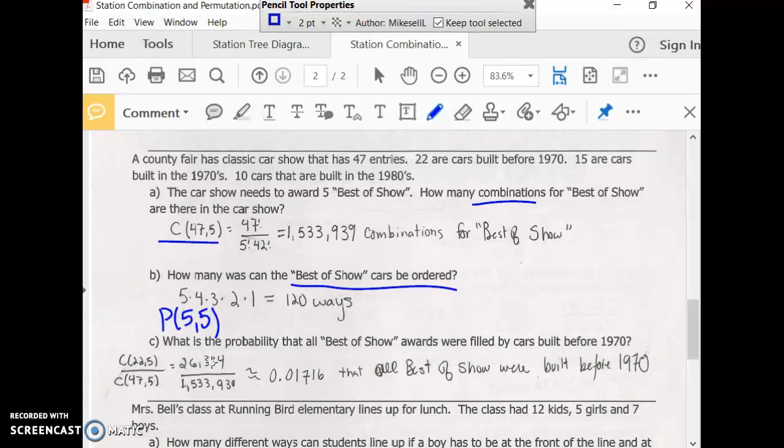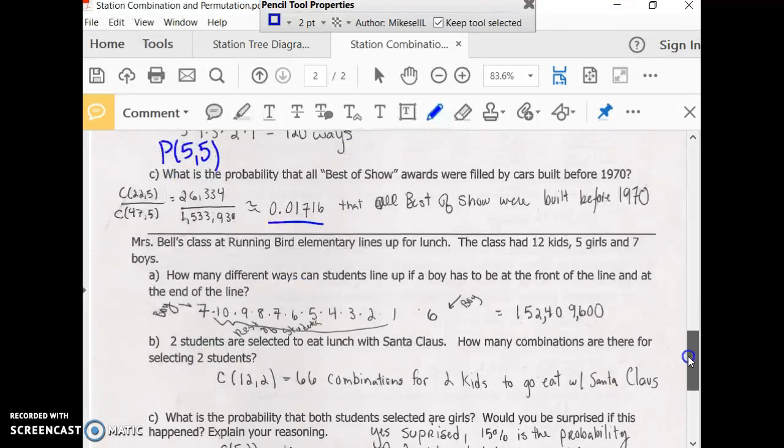And what's the probability the best of show awards given were filled by cars built in the 1970s? So 47 choose 5 is on the bottom. There are only 22 cars built in the 70s. If all 5 of them were from that decade, that's how many options I have. So then I divide. So that all the cars that get best of show are built in the 70s. Very, very low probability.